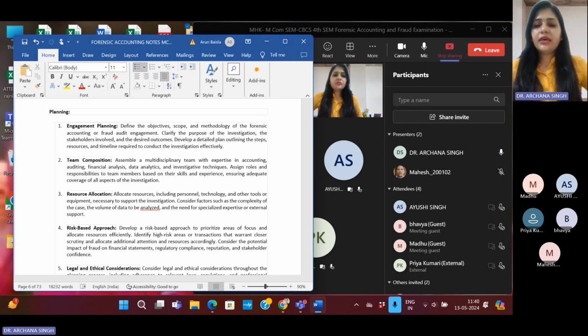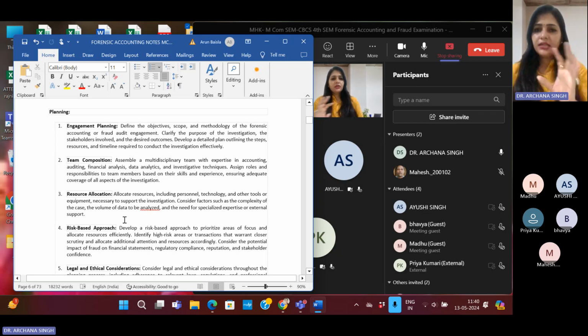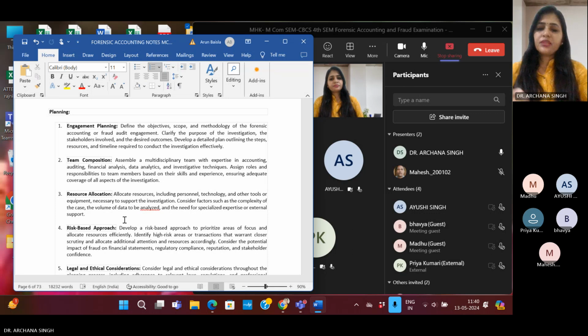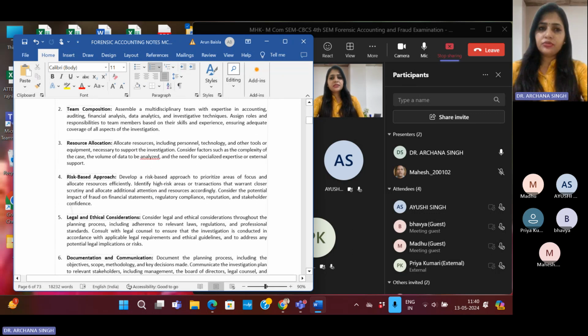Resource allocation means when they have assembled the whole team of experts who are required while doing the investigation, then they have to allocate the resources, personnel, technology, tools and equipment which are necessary to support that investigation. So they have to consider factors such as complexity of the case, the volume of the data that has to be analyzed, and the need for specialized experts to support that investigation. The next is a risk-based approach.